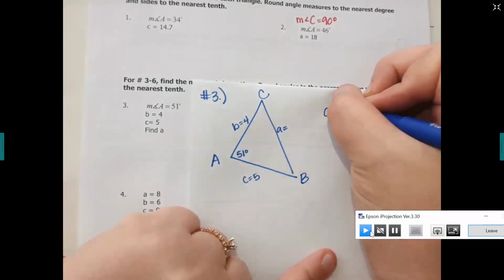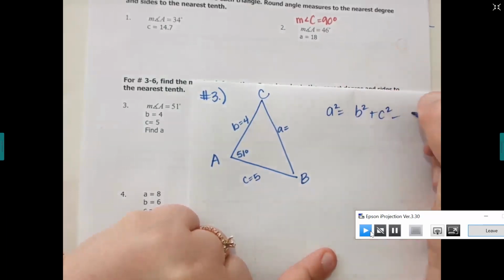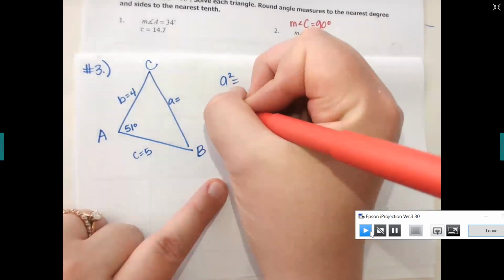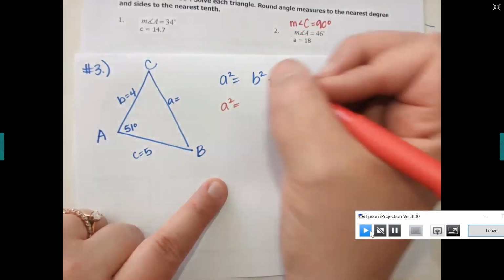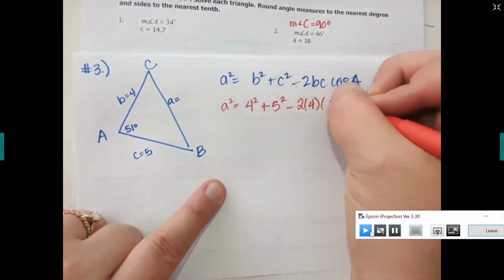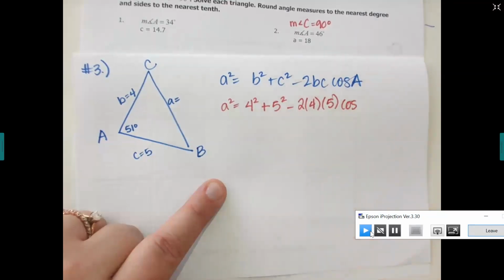Write down your formula. A squared equals b squared plus c squared minus 2bc cosine A. And then we're going to plug the numbers into that. So write it down first so that you know what you were plugging in. Notice that for my little a, that's the one that I'm missing. So I'm going to leave that as an A. What am I going to put where my B is? Okay, so 4 squared plus 5 squared minus 2, 4, 5. And then for my cosine, what am I plugging in?